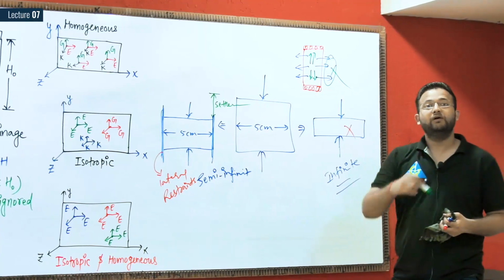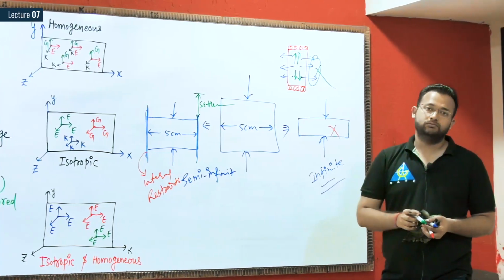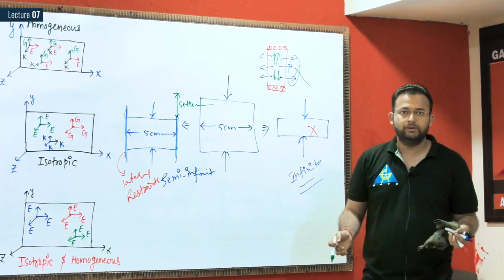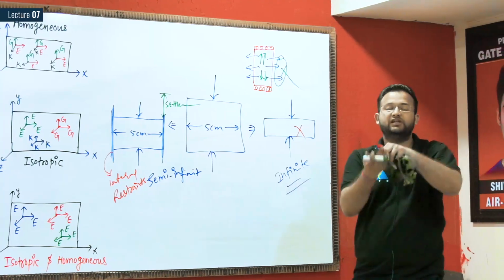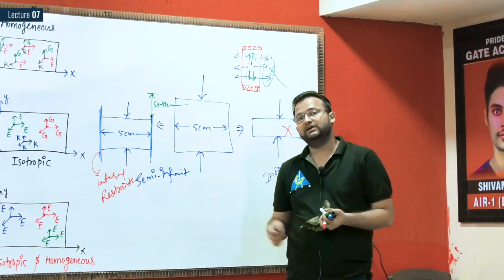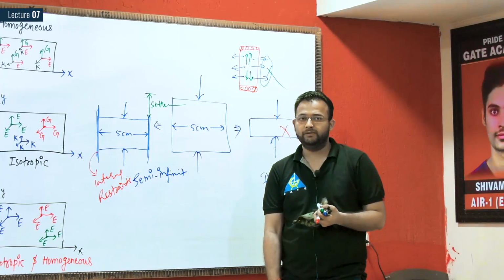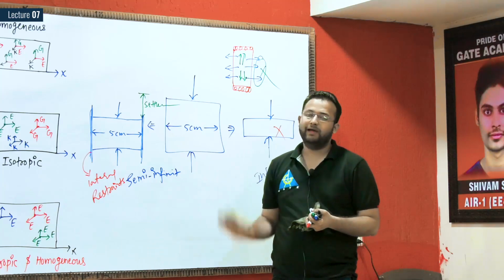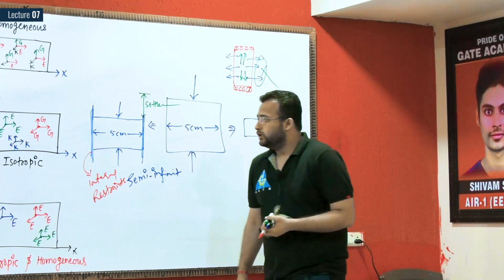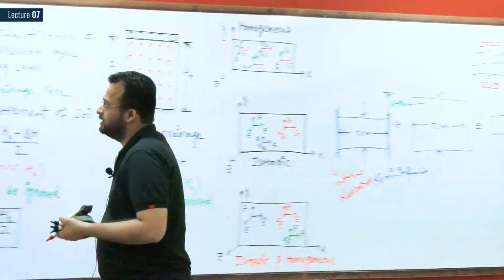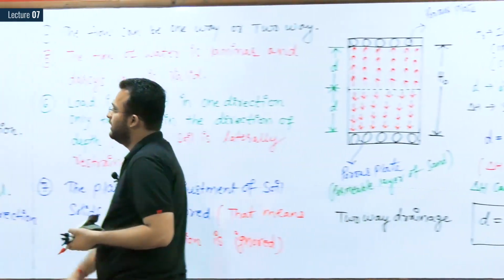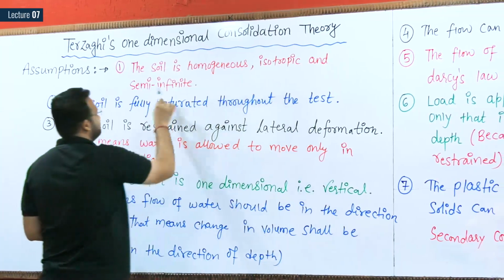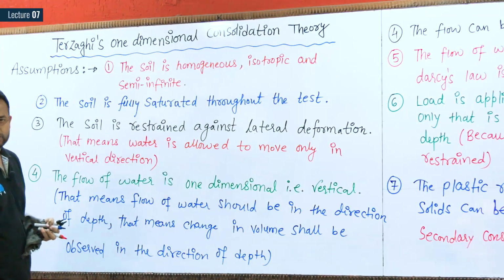Why? Because we have used a ring, steel ring. How will water flow out of the ring? It is not possible. Water will flow in one direction only. That's why the theory name is one-dimensional consolidation theory. This one direction flow may be one way or two way, that I have already explained. So here I have mentioned so many assumptions. Soil is homogeneous, isotropic and semi-infinite. We have discussed about it.